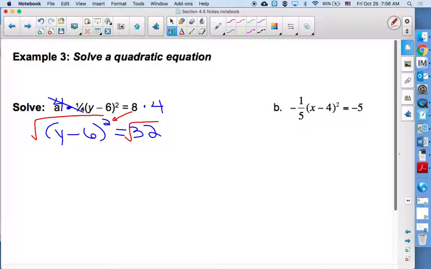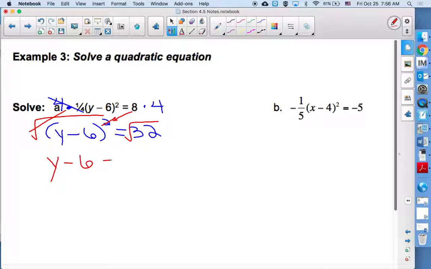Opposite operations cancel. So if I have multiplication and I use division, they cancel each other out. If I have addition and I use subtraction, it cancels each other out. If I have a square and I take the square root, it cancels it out. So literally, those operations are opposites and they cancel each other out.